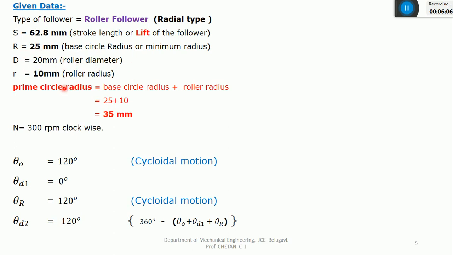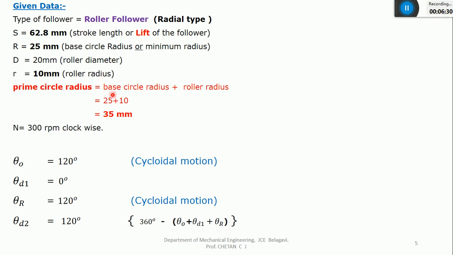I want the radius, it will be small letter r equal to 10 mm, which is nothing but the roller radius. And one more thing, as I discussed in problem number 3 and problem number 4, if the type of follower is a roller type, you need to consider one more circle, that is the prime circle, which is the summation of the base circle radius and the roller radius.